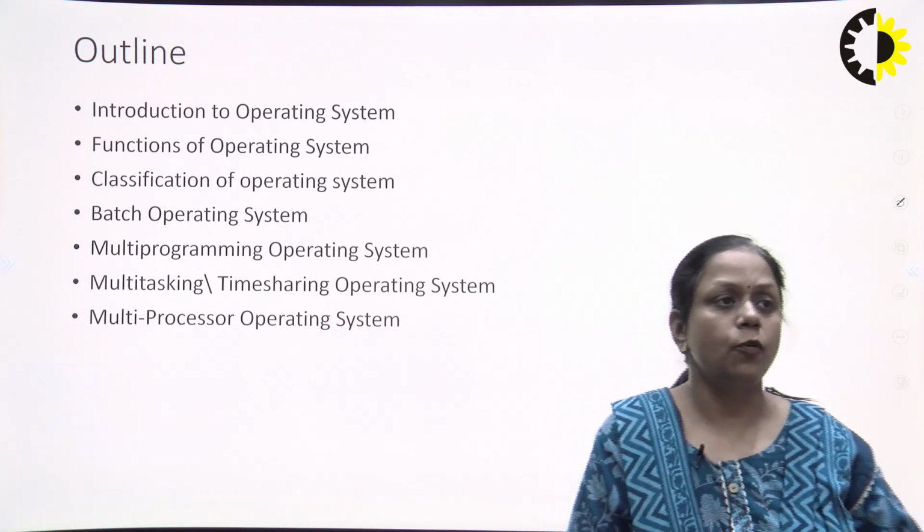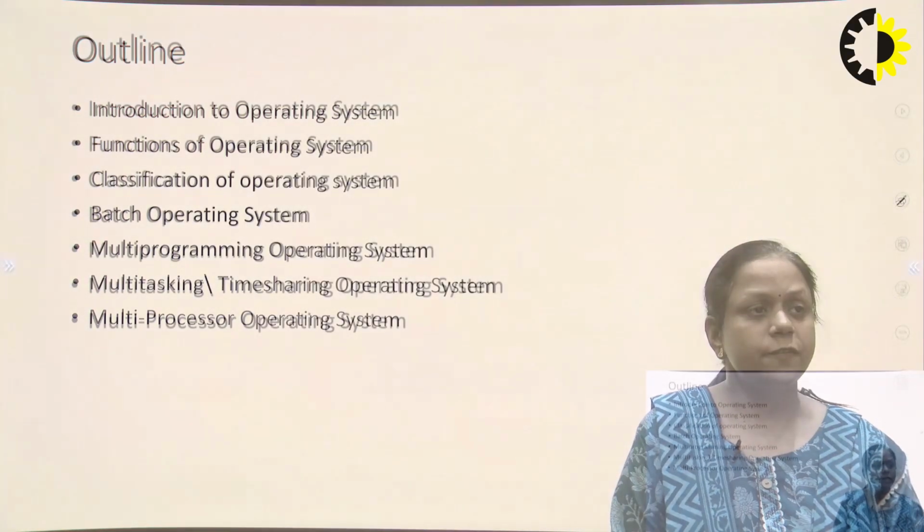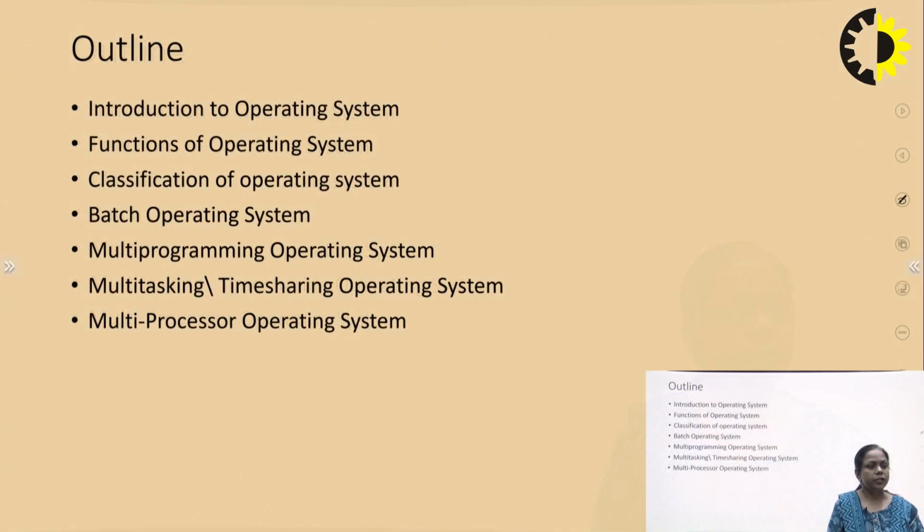So this is the outline of this lecture. Firstly, we will understand the introduction to operating system: what is the operating system and what are the main functionalities of the operating system. Then we will see the classification of the operating system, in which we will discuss the batch operating system, multi-programming operating system, multitasking and time sharing operating system, and multiprocessor operating system.